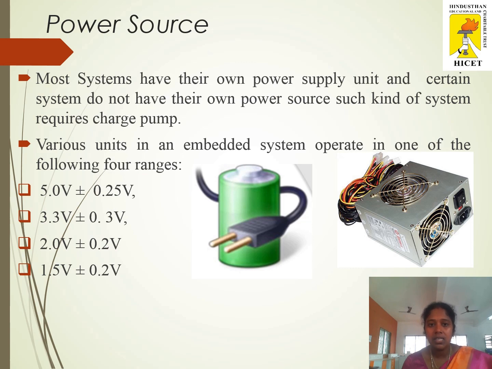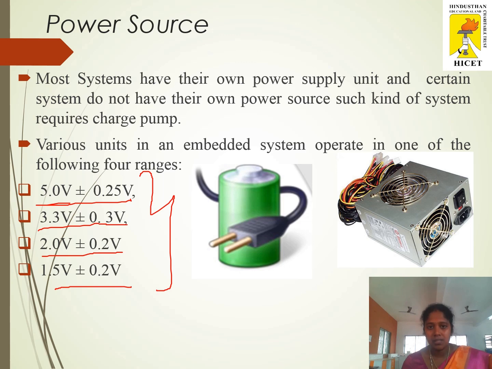Every system needs a power source for its operation. Power sources can be classified as own power sources and charged power sources. Own power sources are most widely used in embedded systems. If external power supply is needed, you have to supply it from an external source, by means of a battery or charge pumps, and it can be operated only in the following four ranges: 5 volts plus or minus 0.25 volts, 3.3 volts plus or minus 0.3 volts, 2.0 volts plus or minus 0.2 volts, and 1.5 volts plus or minus 0.2 volts. So only by choosing these four ranges can we operate the embedded system.